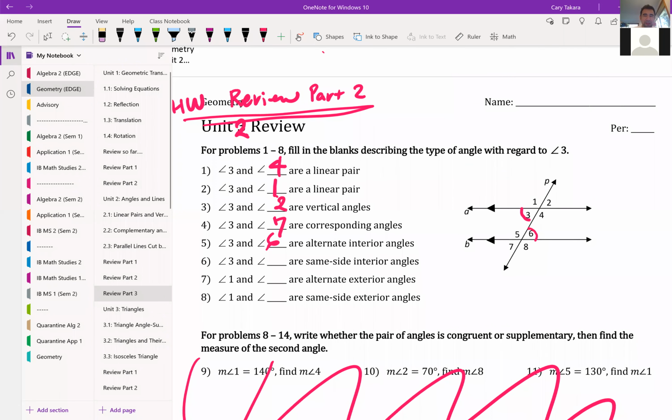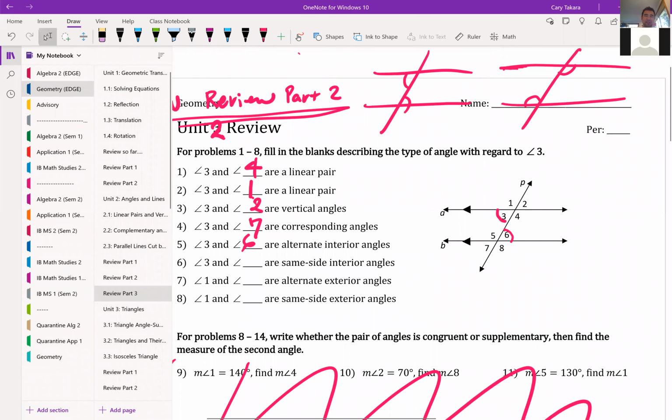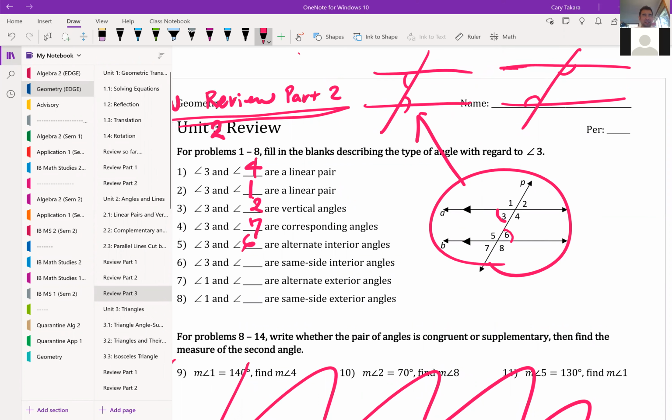Alternate interior angles are something like this. This one and this one, that's alternate interior angles. Also, the other pair would be this one and that one. Okay, so alternate interior angles. Definitely, it's this case, isn't it?